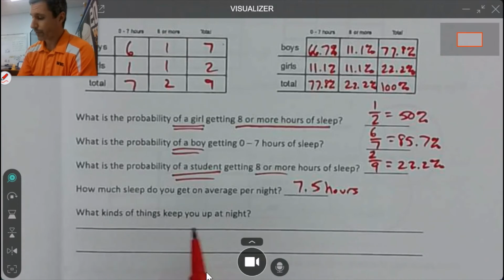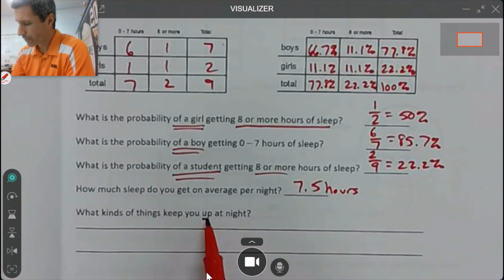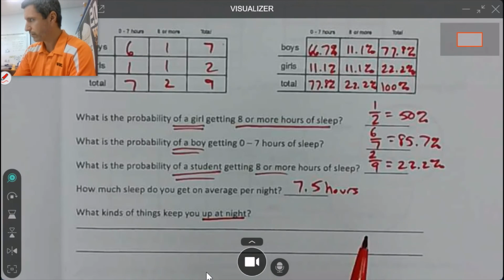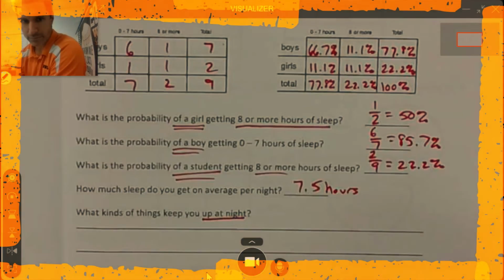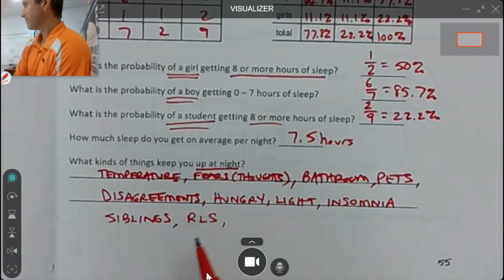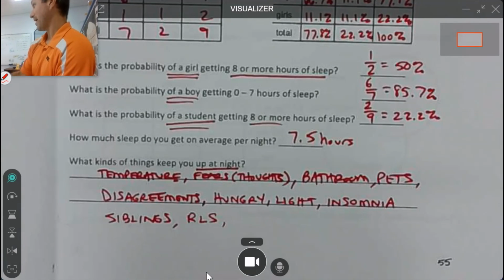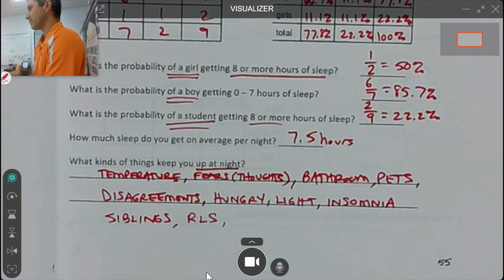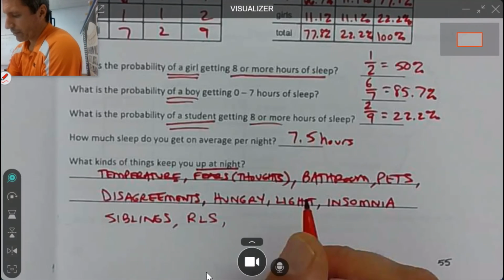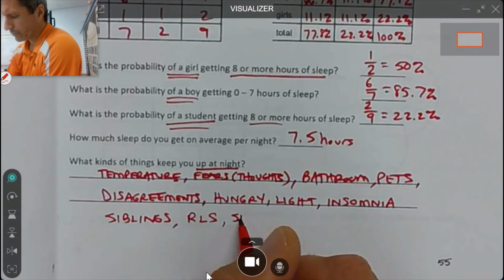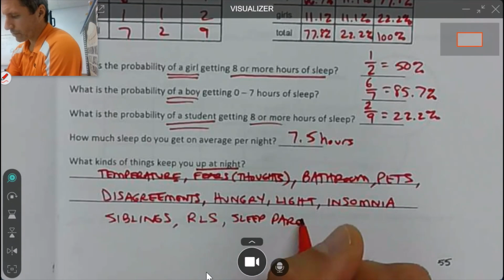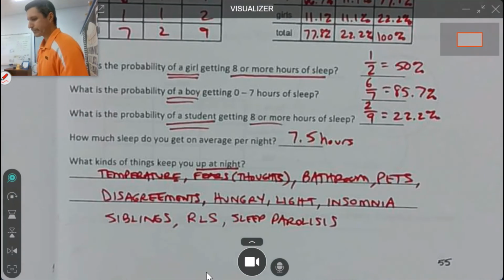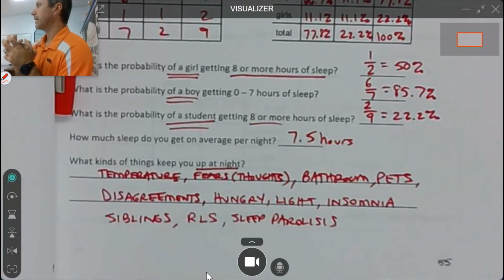I want you to take a moment now and think about what kinds of things keep you up at night. Take a minute and write down as many things as you can that bother you when you're trying to sleep. Go ahead. I included RLS, which is restless leg syndrome. That's where you can't stop your leg. They get this twitch, or you get something that just bothers you. Interesting. Sleep paralysis. I have no idea if I spelled that right, but I'm going to say I did. Getting sleep is important.